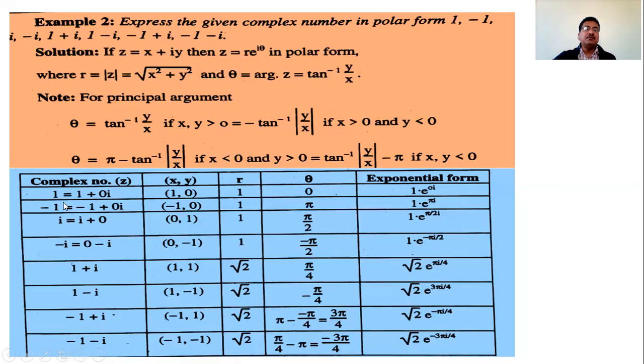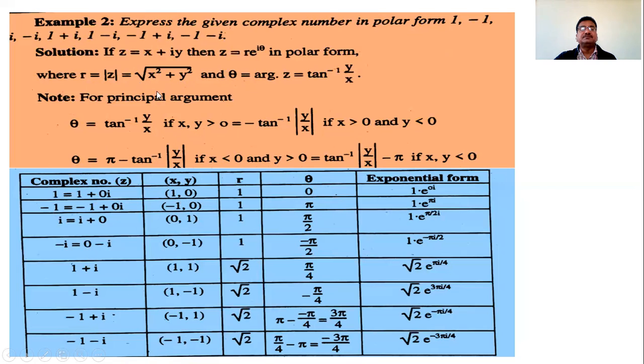Okay. So we have to find the modulus and argument of one number. One is also a complex number. We can write 1 as 1 plus 0i. So 1, 0 is its ordered pair form, coordinate form. 1 means 1 plus 0i. And then its modulus is what? R is root x square plus y square, that is 1 square plus 0 square, that is root 1, that is 1. It's a modulus. And what is the principal argument?